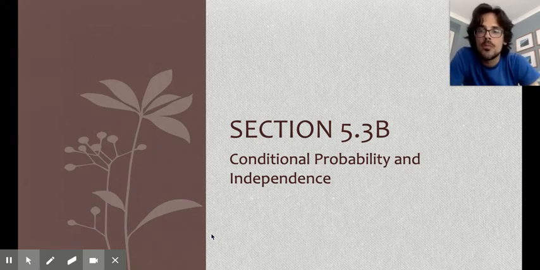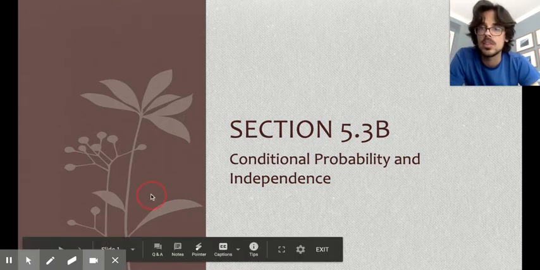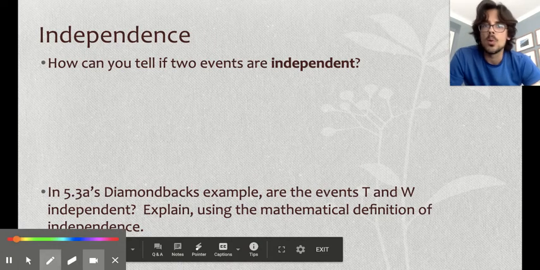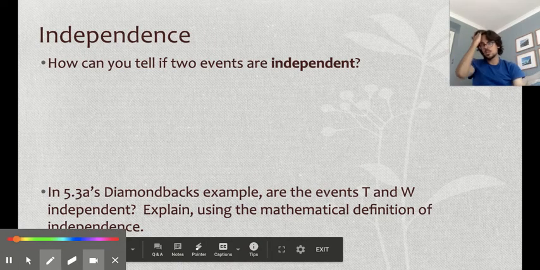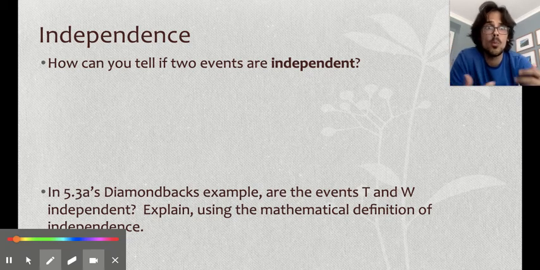So, we are in our final lesson of Chapter 5, tackling the concept of independence in probability questions. Independence is a topic we've talked about a little bit before, and I'm going to remind you of what that means as we get things started here. First, before I tell you how you tell if things are independent, let's talk about what it even means for things to be independent.